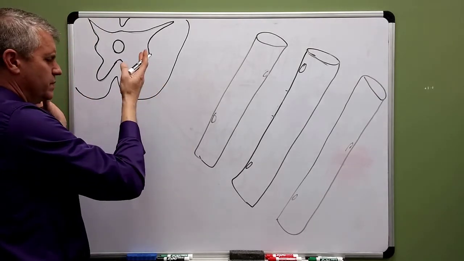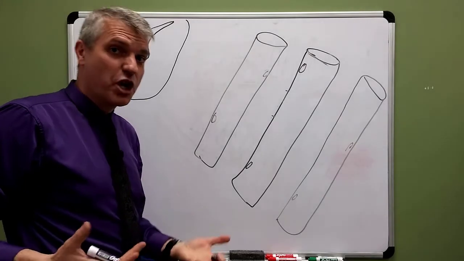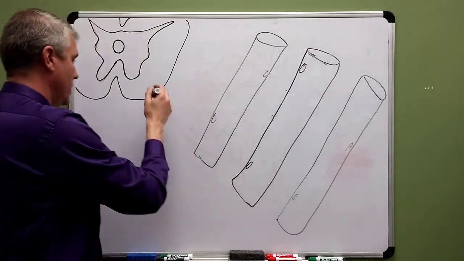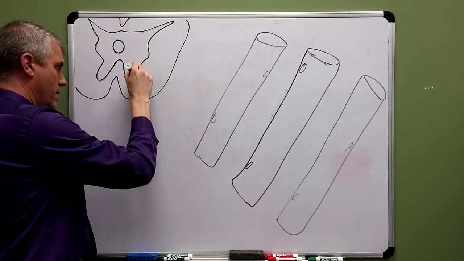As you know, the spinal cord is part of the nervous system. The nervous system is made up of lots and lots of neurons and supporting cells. Let me draw one of those neurons. This is a motor neuron.